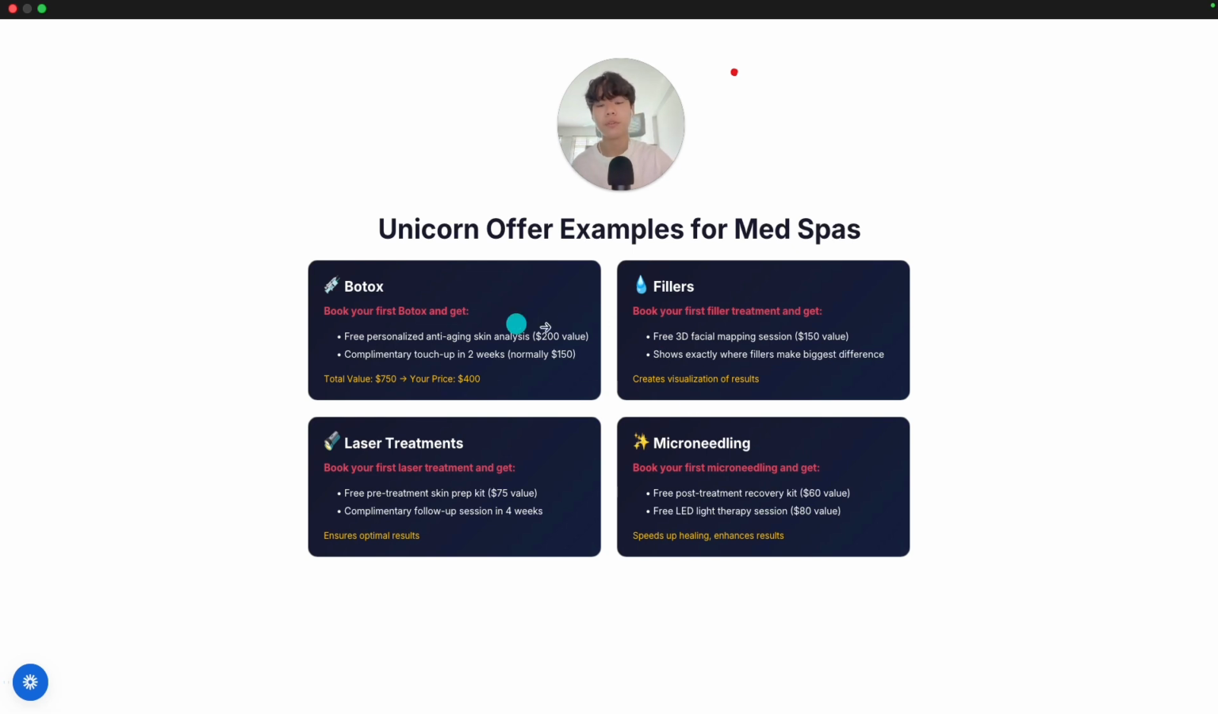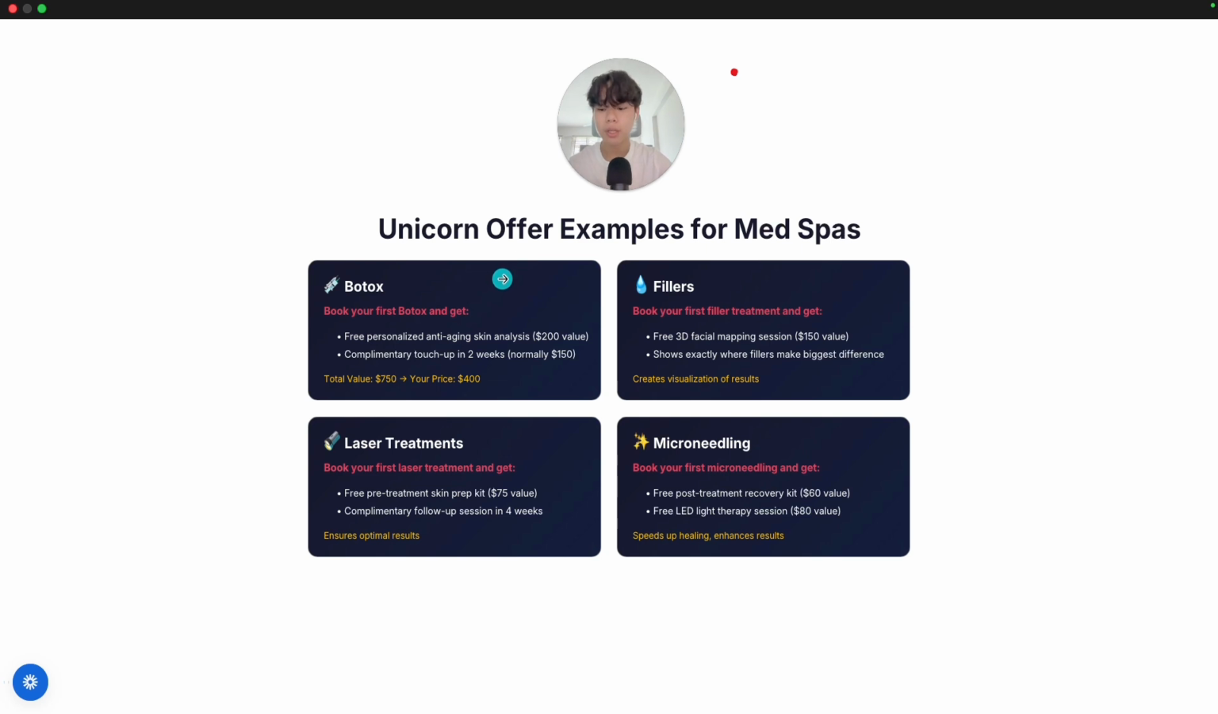Okay, so for all of this, what I like to add on top is a specific name for each offer. So let's say for Botox, you can have Unicorn Offer Botox or Unicorn Botox. Fillers, you can have some special fillers treatment, just a unique name for the specific offer. You can plug into AI and AI can give you a couple of names that you can choose from. Okay, very easy to do, right?